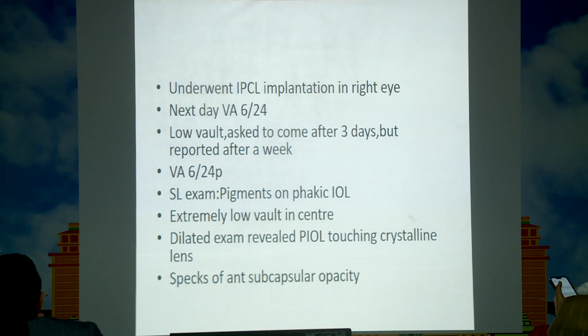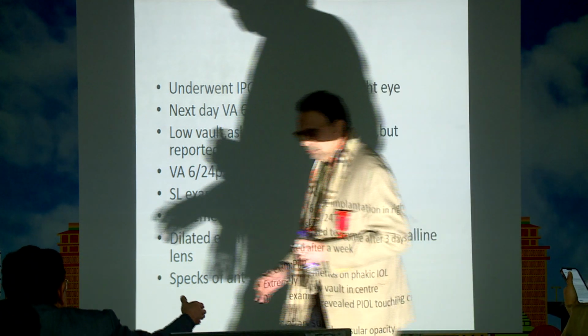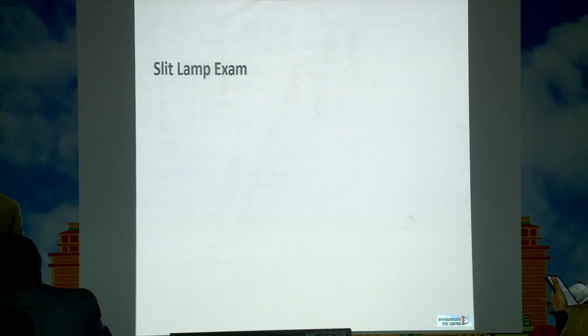And when she came, the vision was actually 6/24 partial, and there were pigments on the phakic IOL, and there was extremely low vault in the center. And when I dilated the eye, I could see that the posterior or the convex part of the IPCL was touching the anterior capsule of the lens. And there were some specks of anterior subcapsular opacity also.